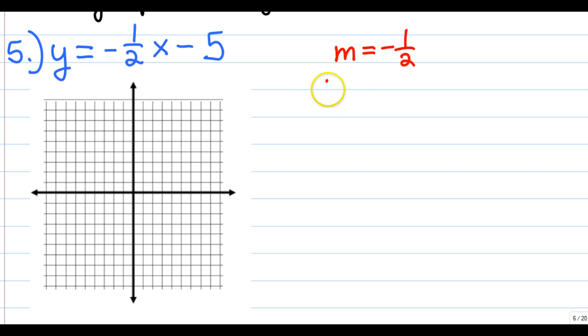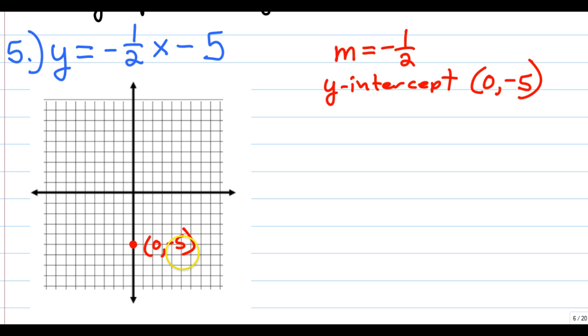Then our y-intercept will come from our b position. Our b position has a negative 5, so it will be 0, negative 5. Now we can come down here to our graph and put our point on. So we'll start at the 0 and come down 5 places, 1, 2, 3, 4, 5. Place our dot, label it 0, negative 5.